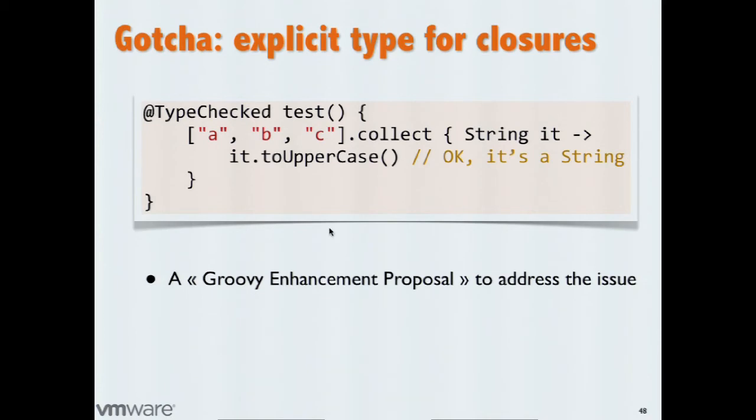But we are working on some solutions to avoid having to type things, so that the type checker can know, in this specific case at least, that it's a list of string, so it shouldn't require that string it stuff.